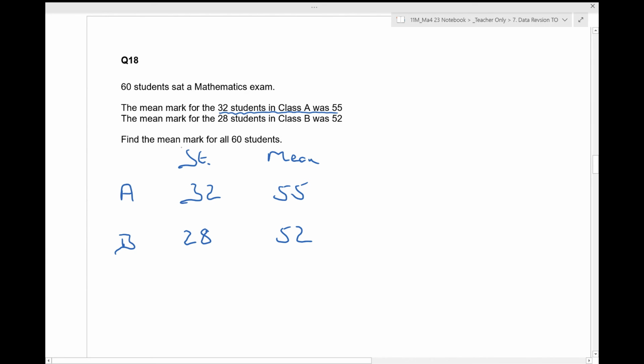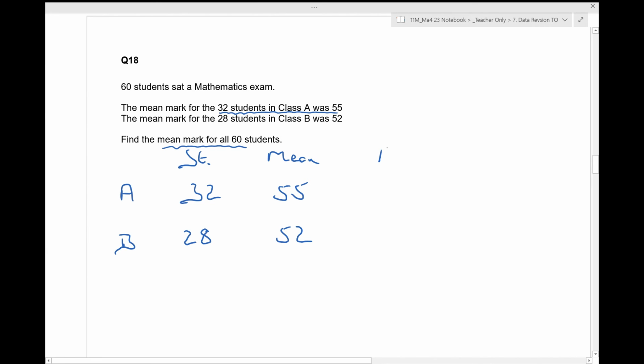60 students sat a mathematics exam. The mean mark for Class A was 55. Let's write that down. So we've got Class A. There were 32 students, and the mean of those 32 students was 55. Meanwhile, the mean mark for Class B, 28 students in Class B, was 52. Find the mean mark for all the 60 students.